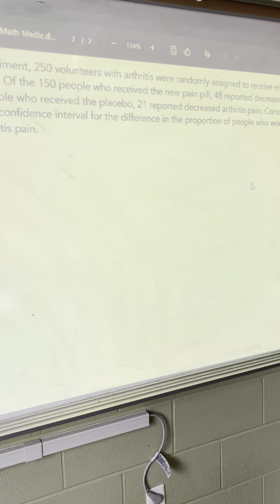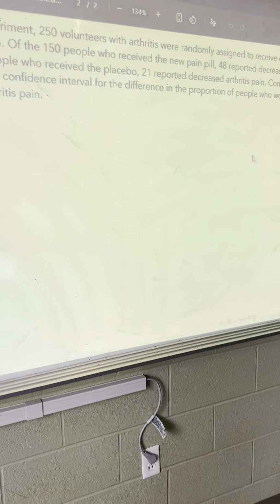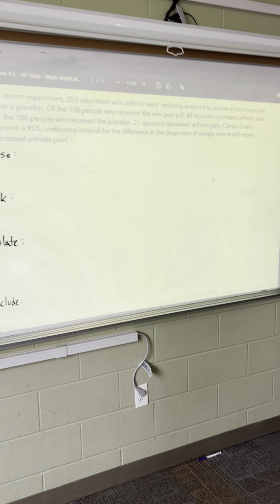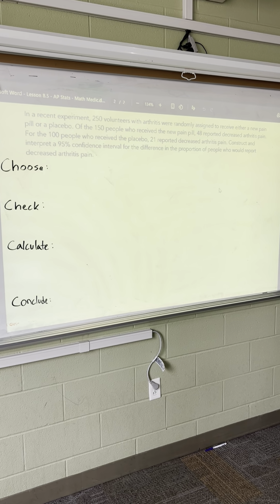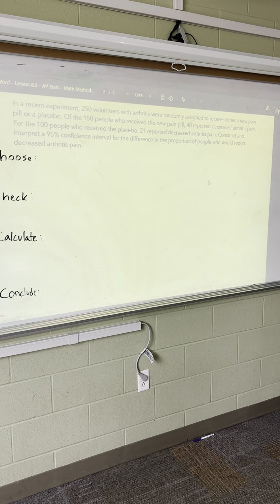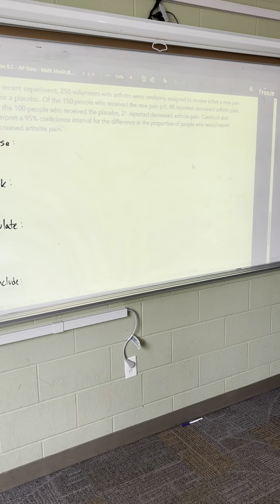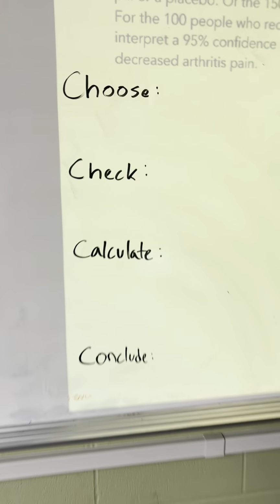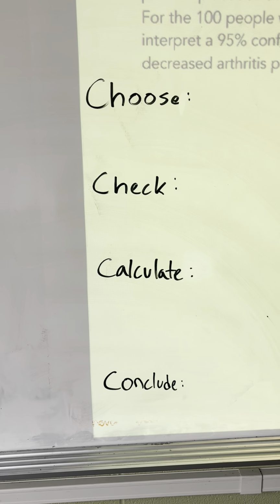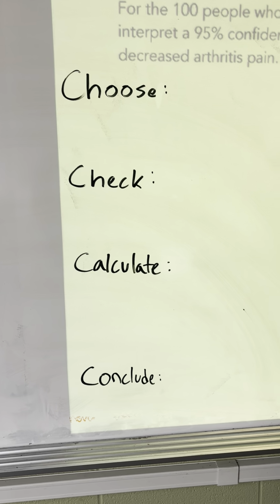For right now, we are going to do a practice problem together. So we have our practice problem on the board. If you can, just take a sec, read that, and then I'm going to walk through how we are going to do this. So pause the video if you need to, but we have these 4 C's. We got choose, check, calculate, and conclude, right?